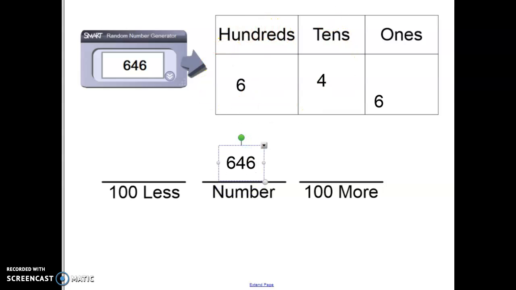So let's go to our hundreds. If we take away 1, because we're doing 100 less, then we are at 546. What would be 100 more if you added another 100 here? 746. Good job today.